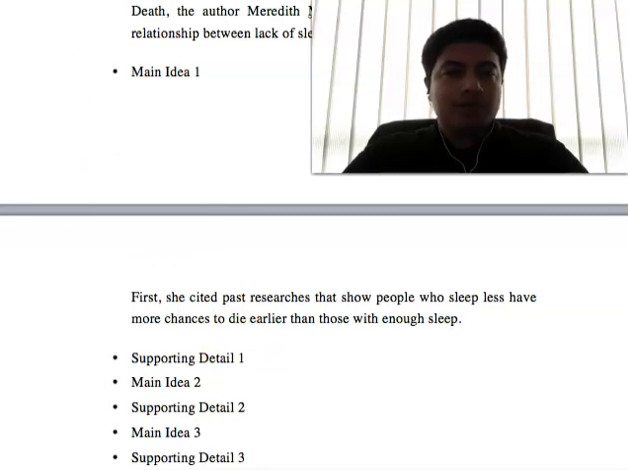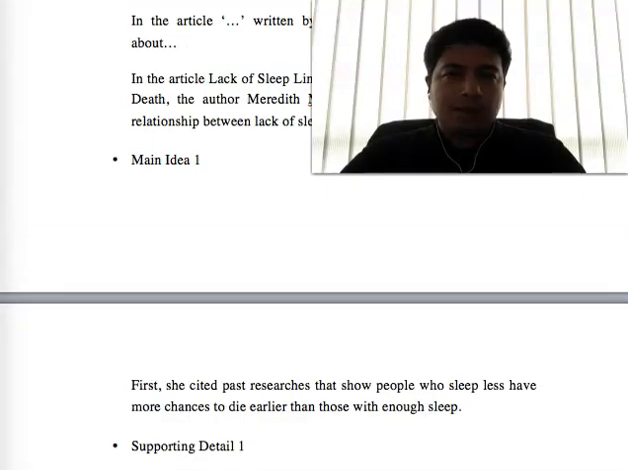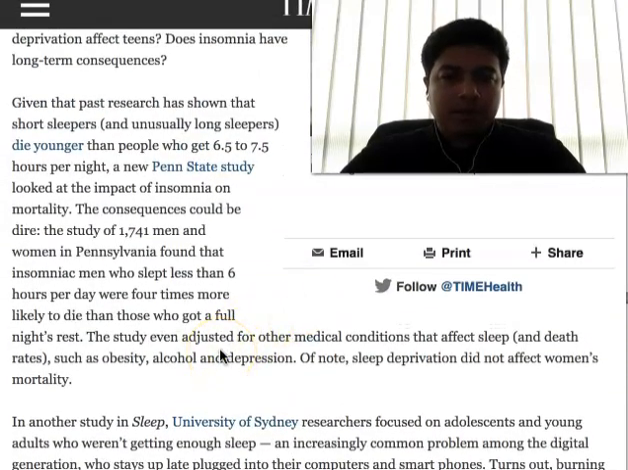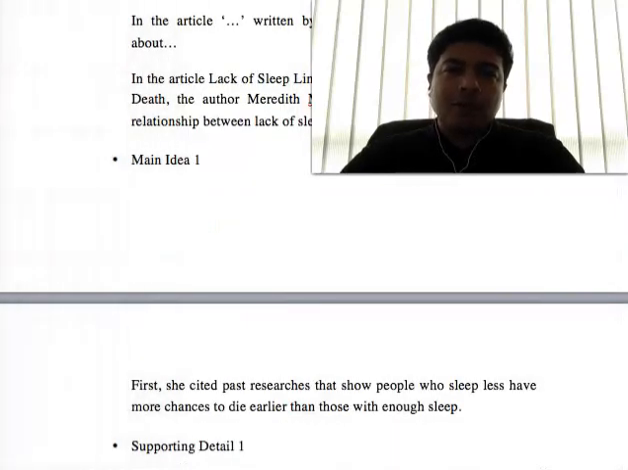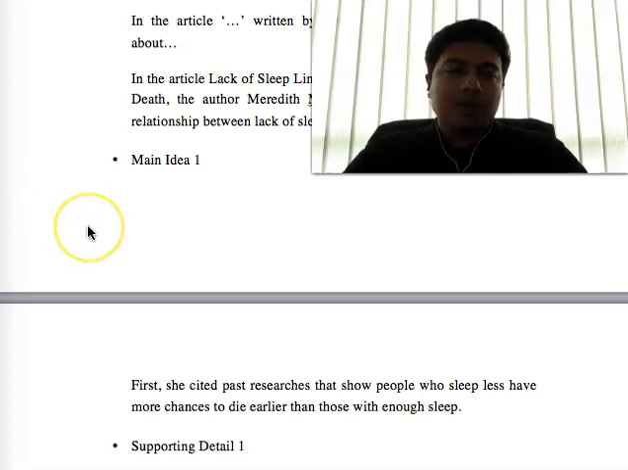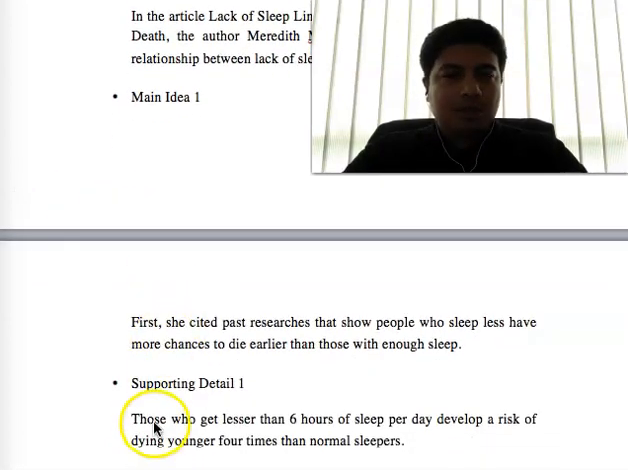So what would be the supporting detail? If I take a look at the article again, I think the supporting detail would be the explanation. So for example, people who sleep less than 6 hours, so the number of hours. The explanation could be numbers, percentages, any statistics, examples, or explanation to explain the main idea further. When you have a main point, you need to explain the main point. So I think the explanation is because those who get less than 6 hours of sleep per day develop a risk of dying younger 4 times than normal sleepers or normal people.